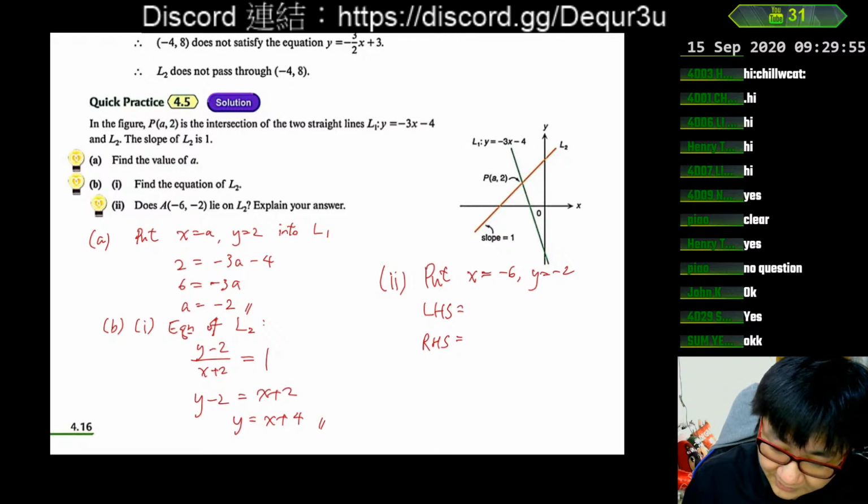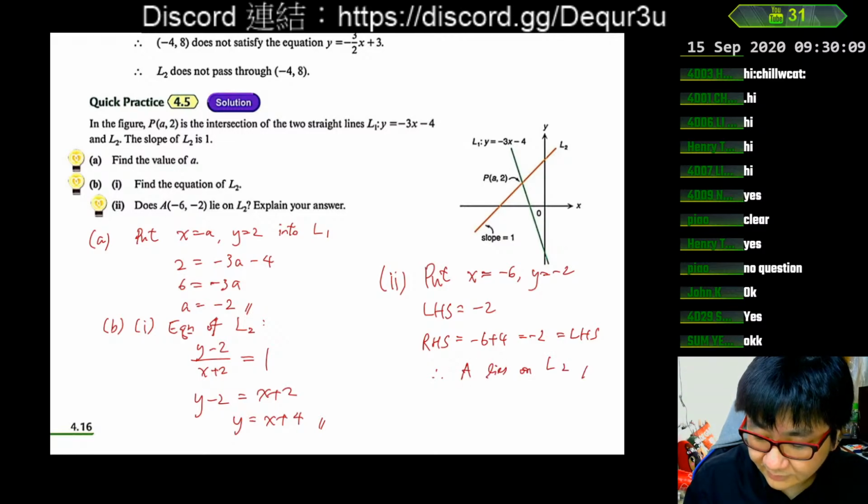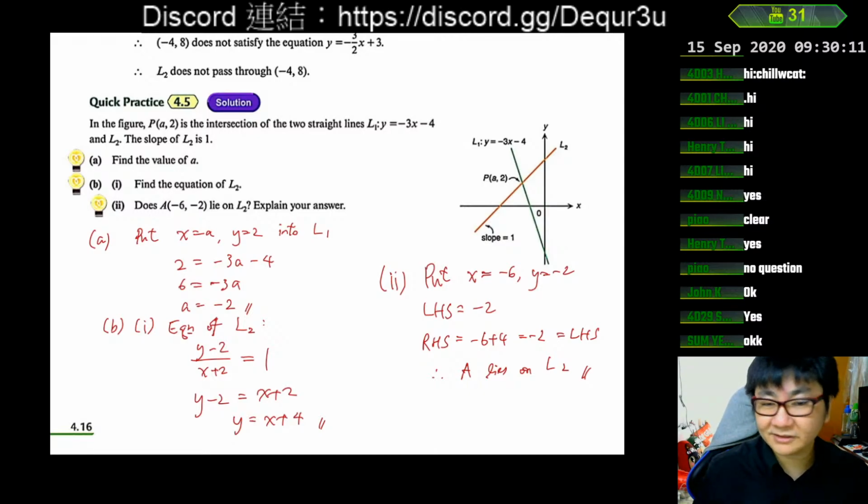The left hand side is y, therefore -2. The right hand side is x plus 4, therefore -6 plus 4, which is also -2, so it is the same as the left hand side. Therefore, we can conclude the point lies on L2. And that's quick practice 5.